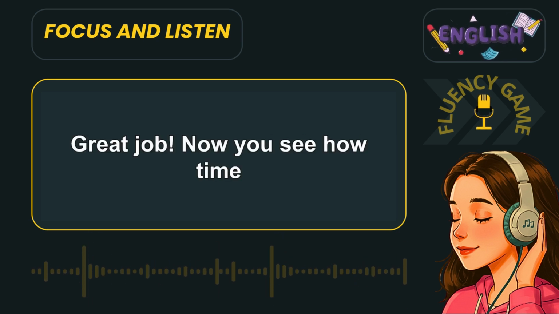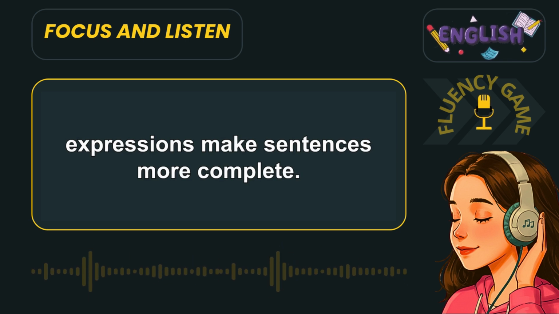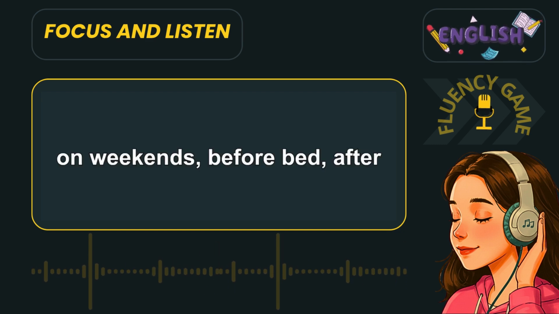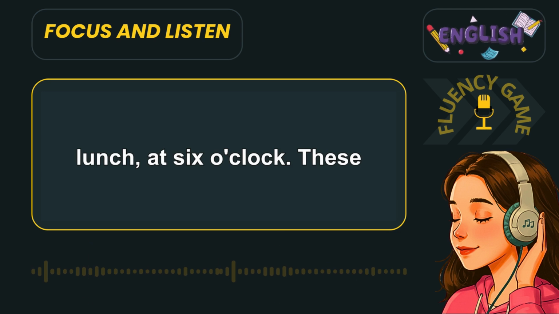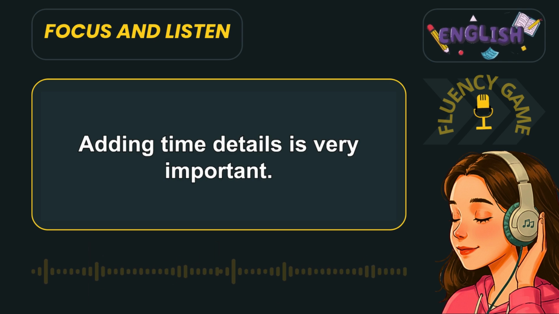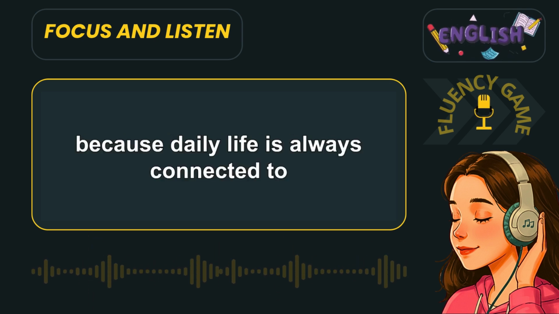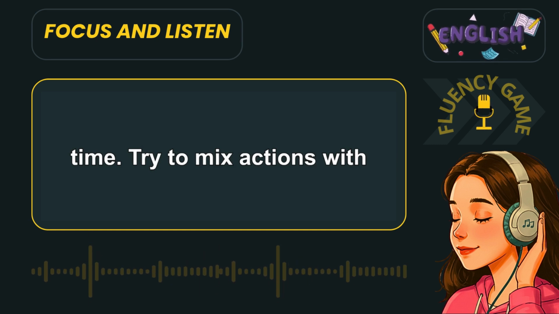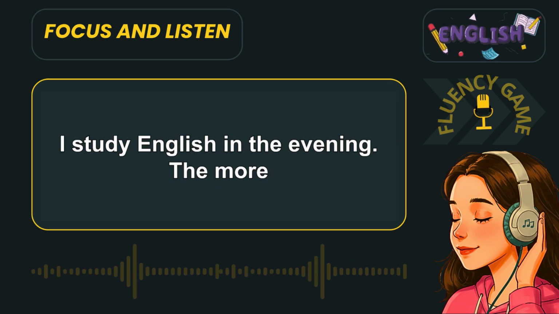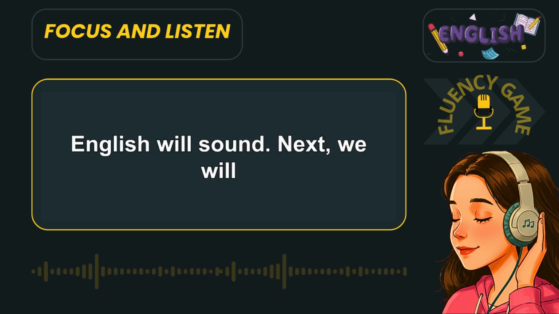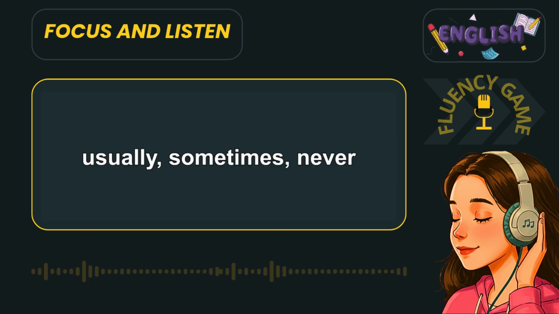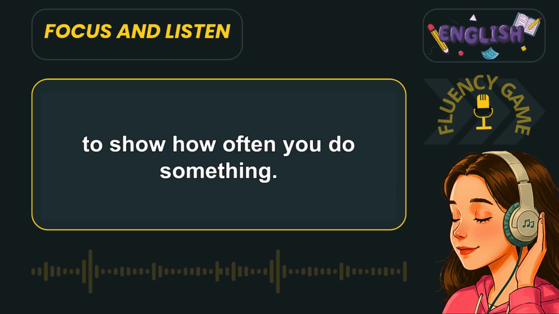Great job! Now you see how time expressions make sentences more complete. We can say in the morning, at night, on weekends, before bed, after lunch, at 6 o'clock. These expressions show when something happens. Adding time details is very important because daily life is always connected to time. Try to mix actions with time. I eat lunch at noon. I study English in the evening. The more you practice, the more natural your English will sound. Next, we will practice frequency words like always, usually, sometimes, never, to show how often you do something.